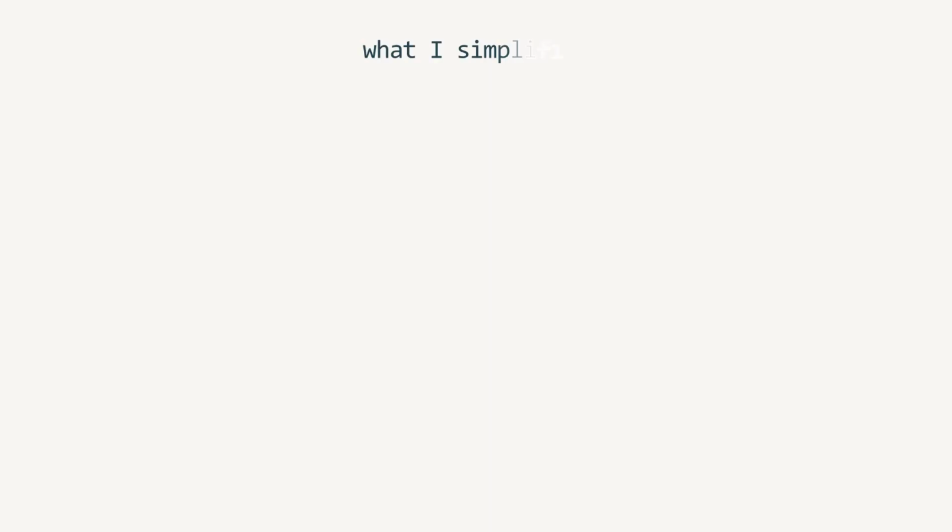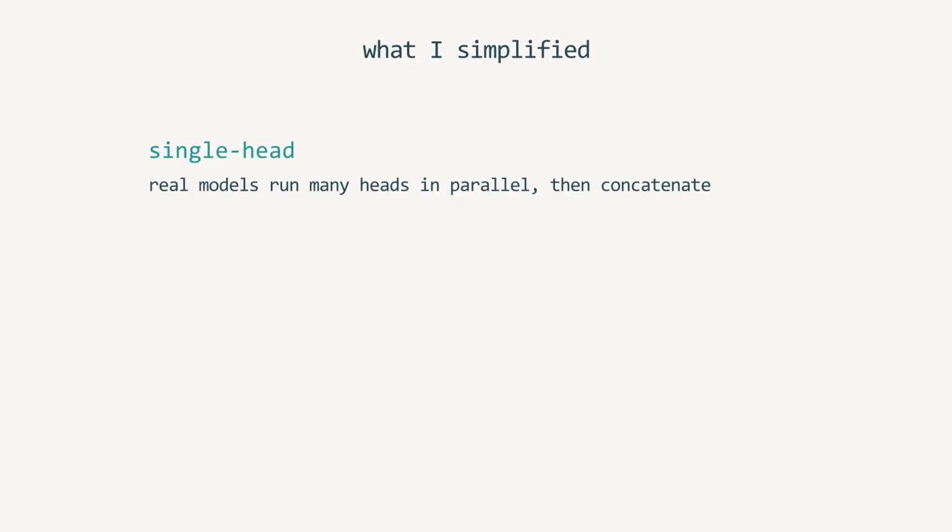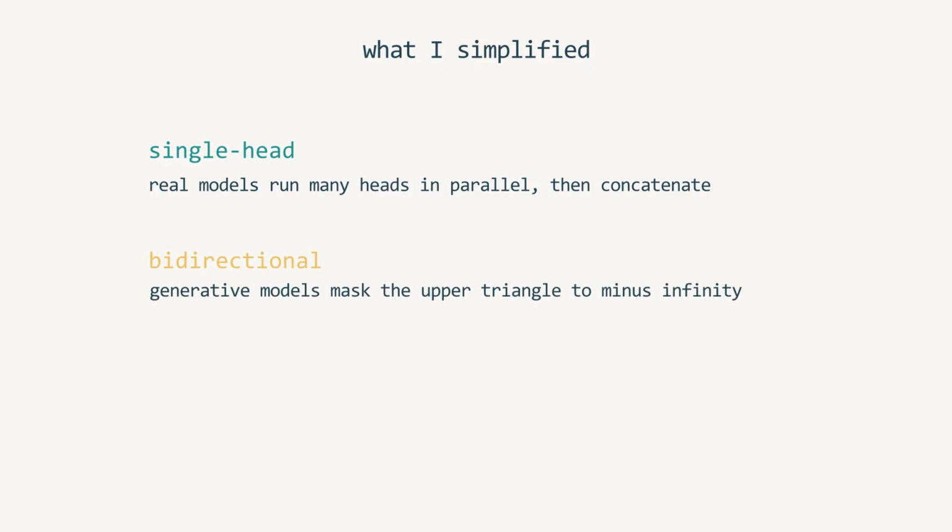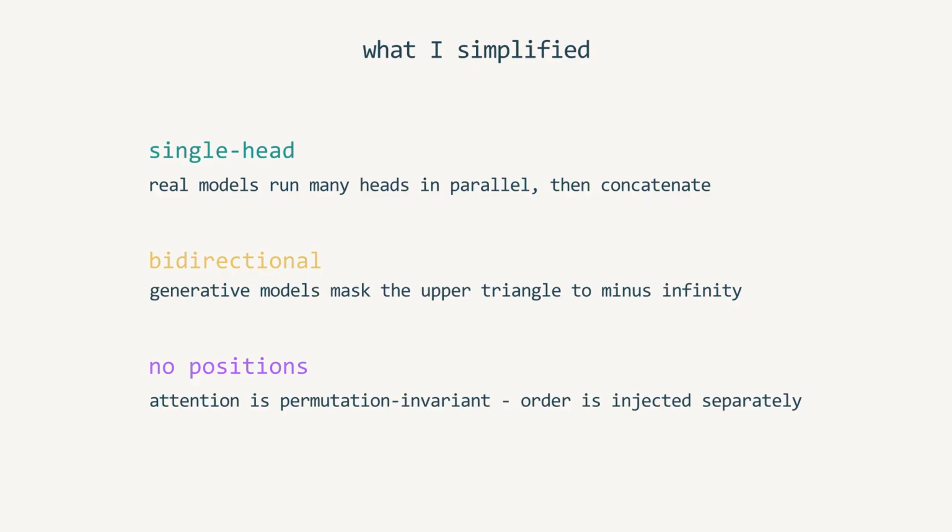What I simplified. This is single-head attention. Real models run many heads in parallel, separate query, key, and value projections, each learning a different relation, then concatenate the results. The mechanism is identical, there are just several of it. I also showed bidirectional attention, where every position sees every other. Generative models are causal. A position may only attend to positions at or before it, enforced by masking the upper triangle to negative infinity before the softmax. Same machinery, one mask.